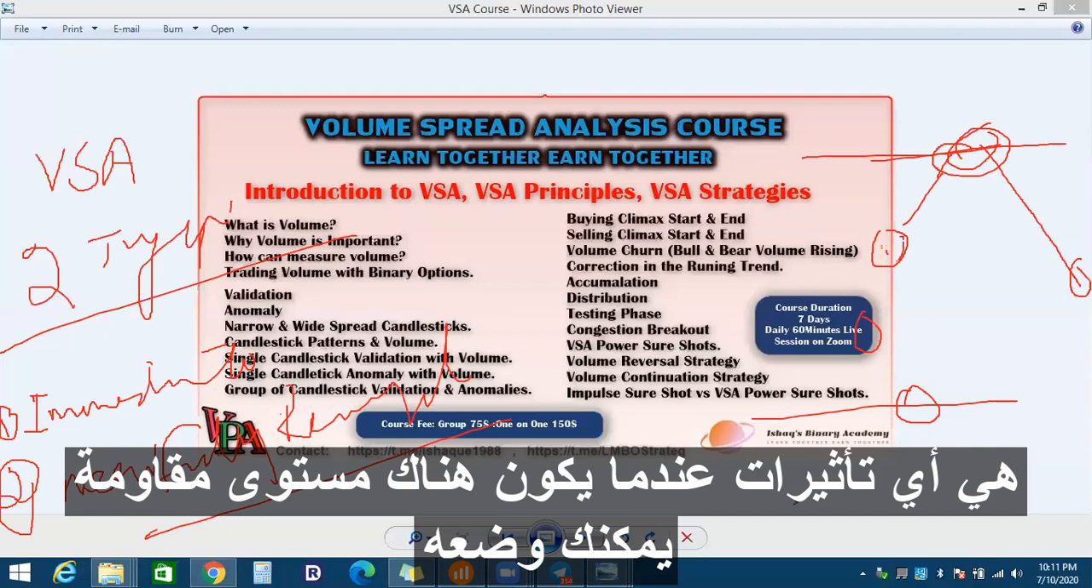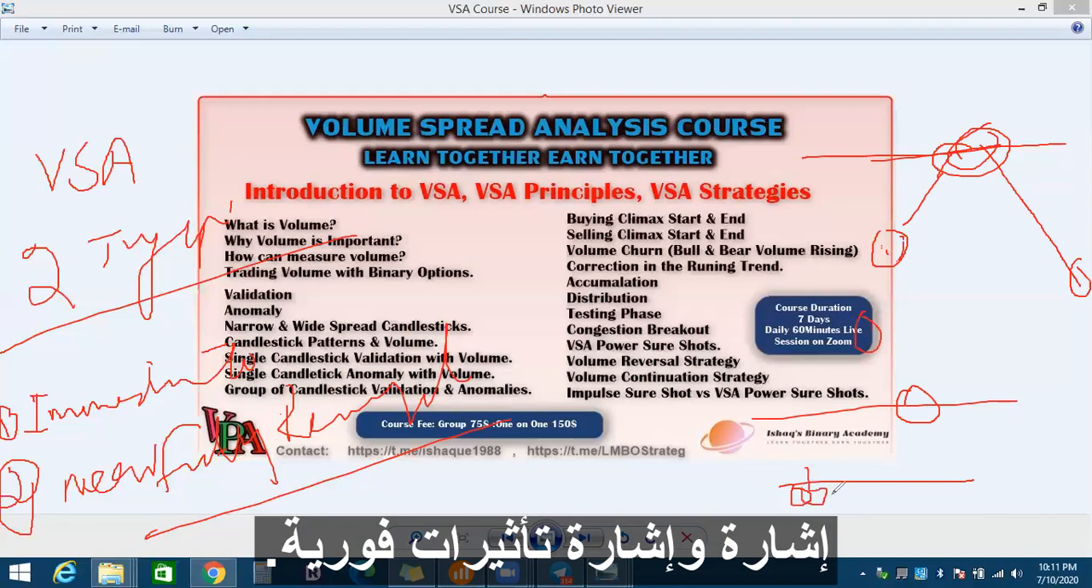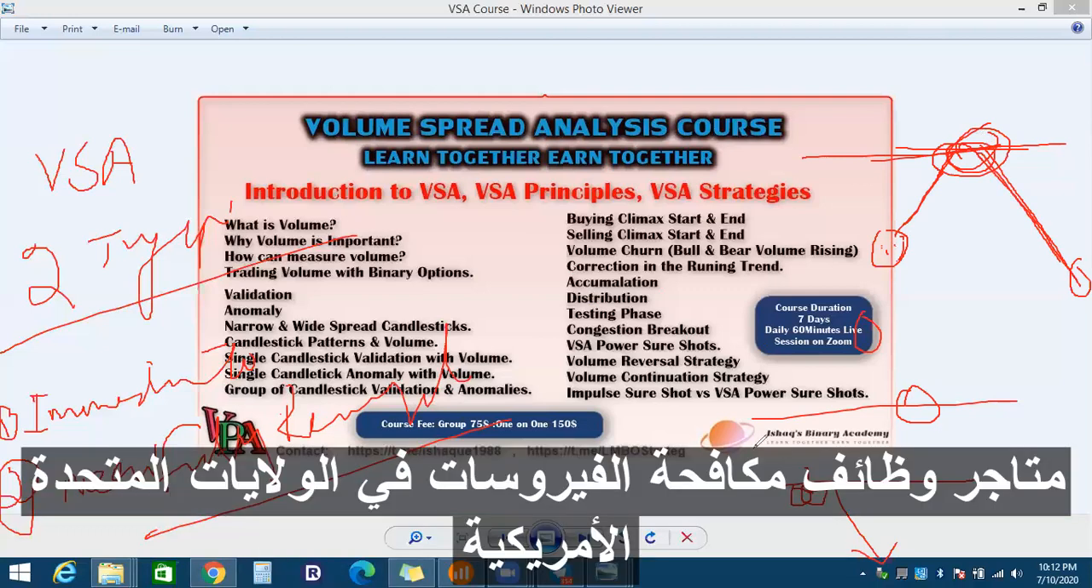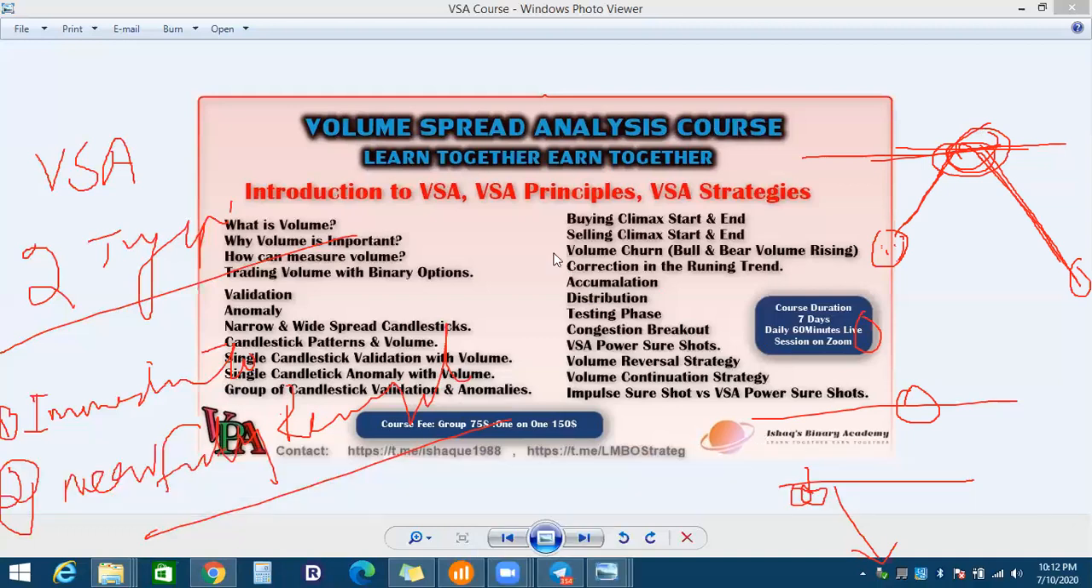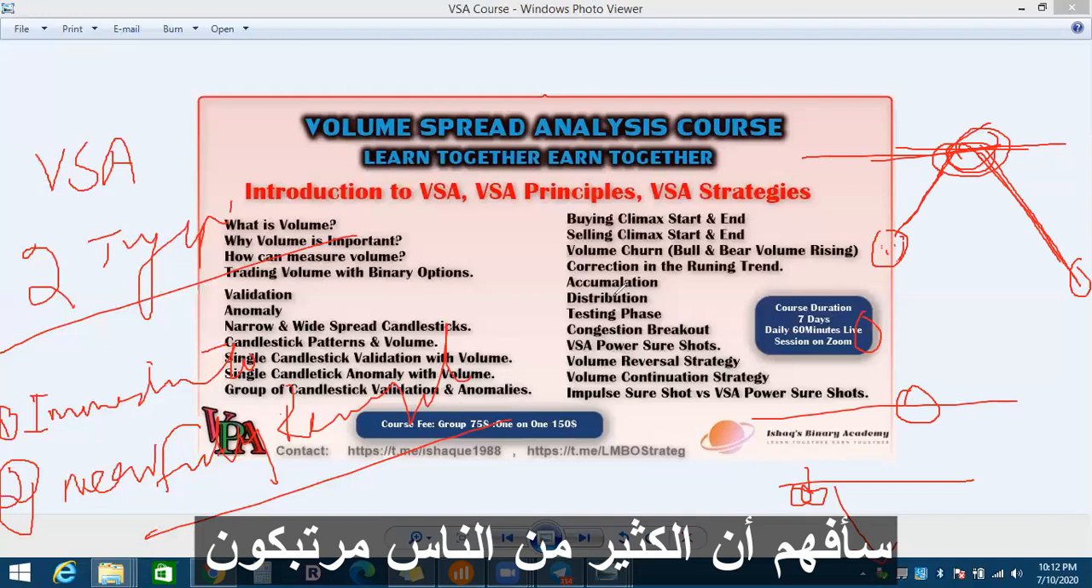When the signal appears and there is a resistance level nearby, you can place these orders from here. If the signal appears and the resistance is far away, you wait for the resistance. Then when the price reaches the resistance level, you can place these orders. So VSA gives us pre-signals and immediate effect signals. And there are some sure shots in VSA. I will give you the understanding.